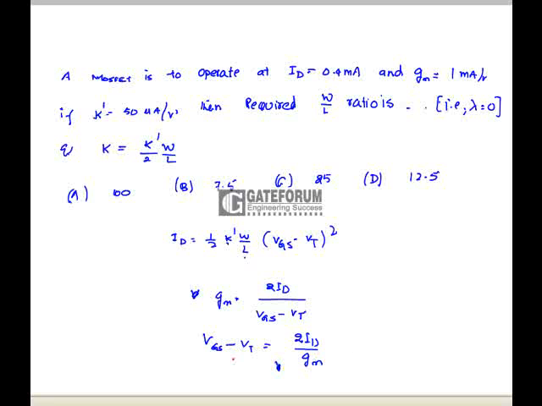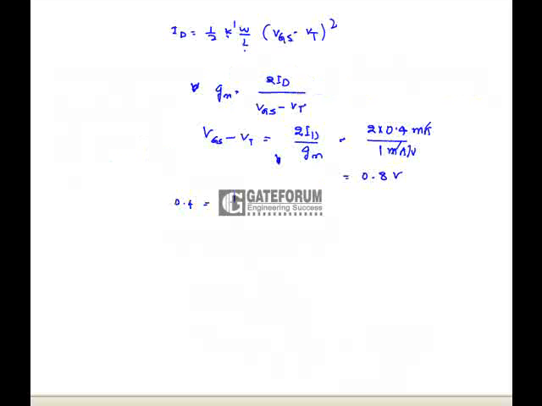Which is 2 into 0.4 divided by 1 milliamp. This is milliamp, so this gets cancelled. 0.8 volts is VGS minus VT. So 0.4 is equal to 1 by 2 into 50 into 10 power minus 6 into W by L into 0.8 square. If we solve this expression, we will get the W by L ratio, that is the aspect ratio, as 25. That is, option C is correct.